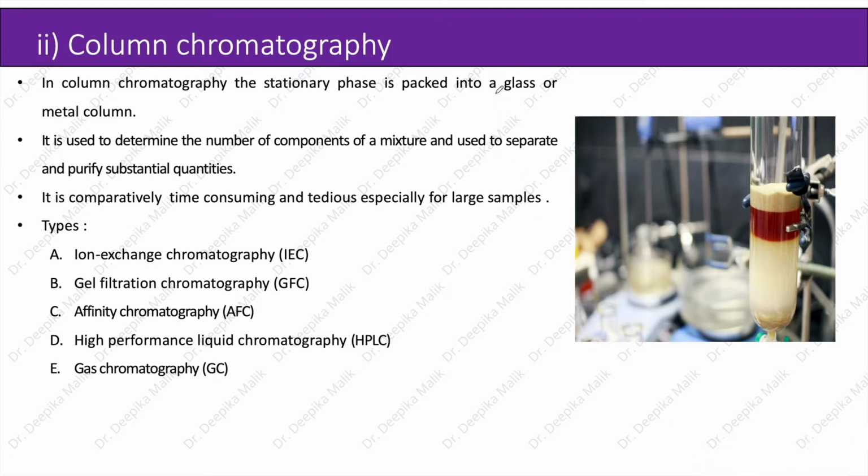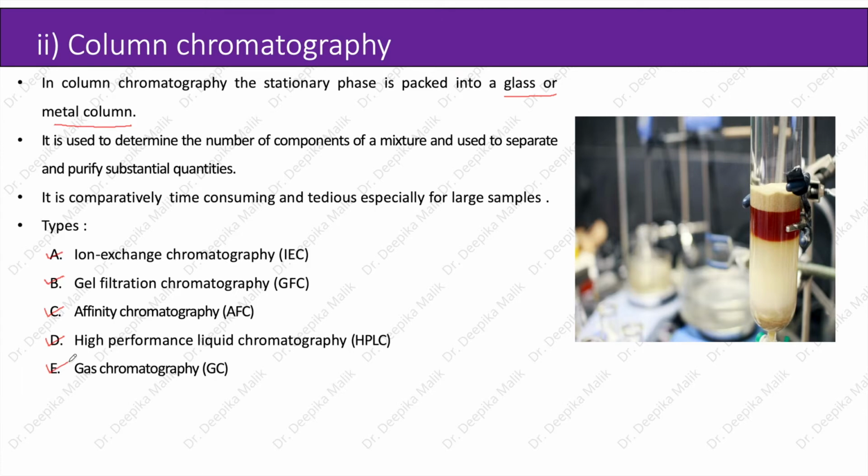In column chromatography, the stationary phase is packed into a glass or metal column. It is used to determine the number of components of a mixture and used to separate and purify substantial quantities. It is comparatively time consuming and tedious, especially for large samples. It can be categorized as ion exchange chromatography, gel filtration chromatography, affinity chromatography, high performance liquid chromatography, and gas chromatography.